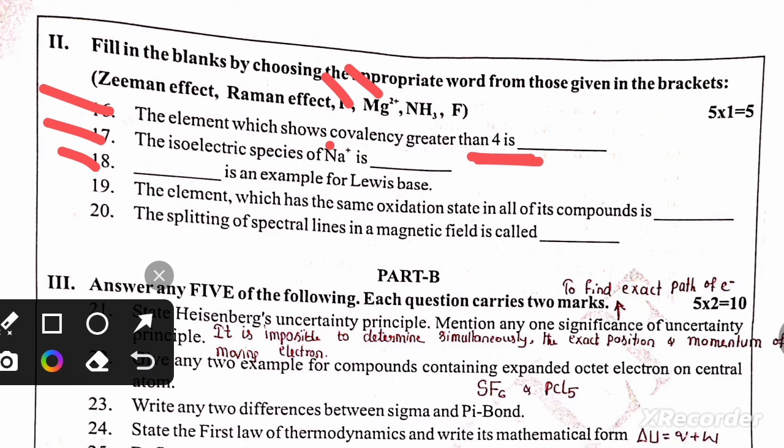Dash is an example of a Lewis base. Ammonia is an example of a Lewis base. The element which has the same oxidation state in all of its compounds is fluorine. The splitting of spectral lines in the presence of a magnetic field is the Zeeman effect.